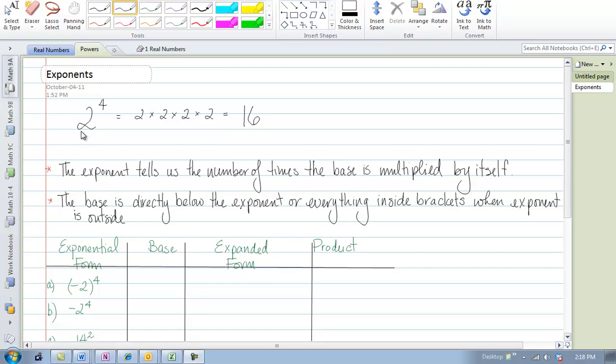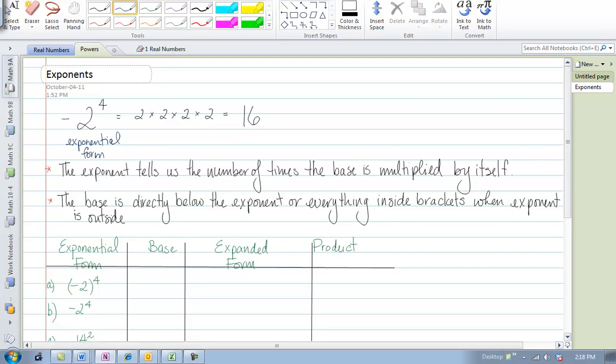So let's take a look at exponents. We've done a little bit of this before. We know that exponents are used to express repeated multiplication. So just as multiplication shows repeated addition, exponents is like multiplying the same number by itself. So if we have 2 to the 4th, we know that this is in exponential form.